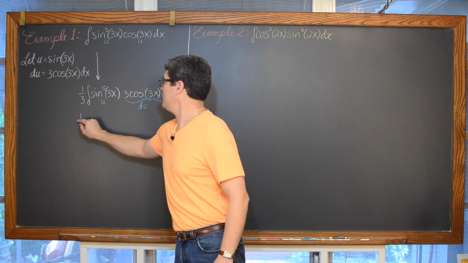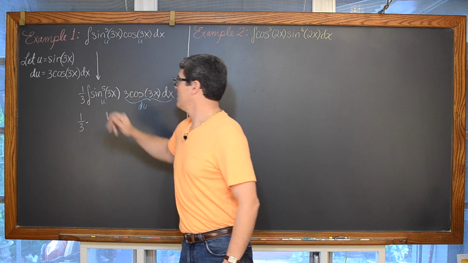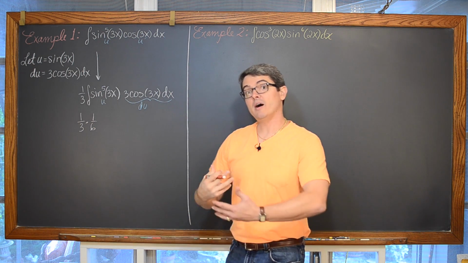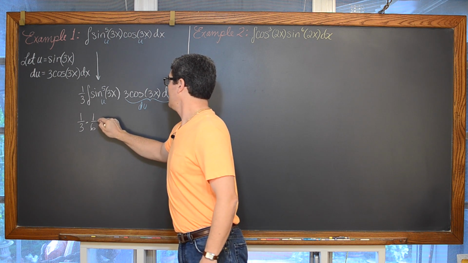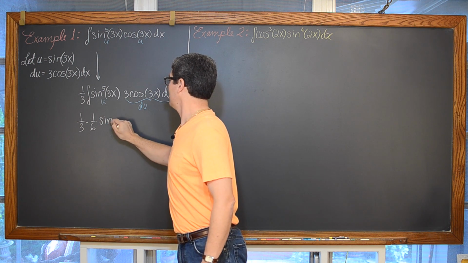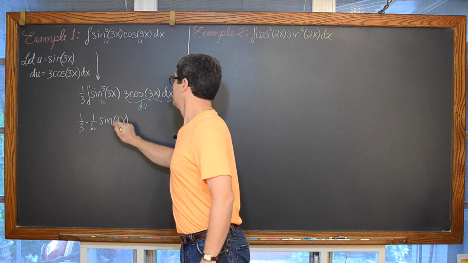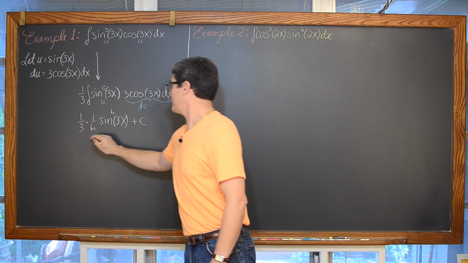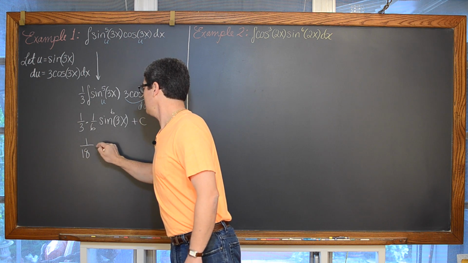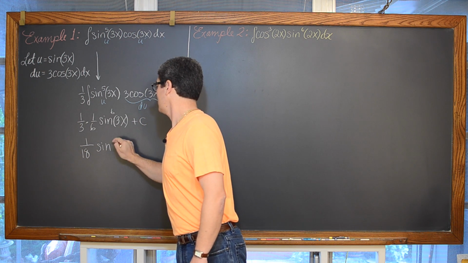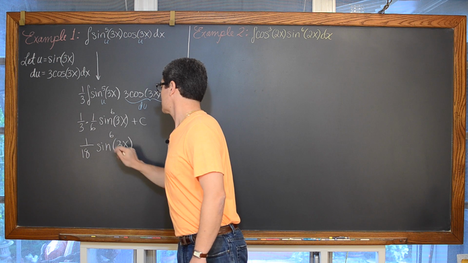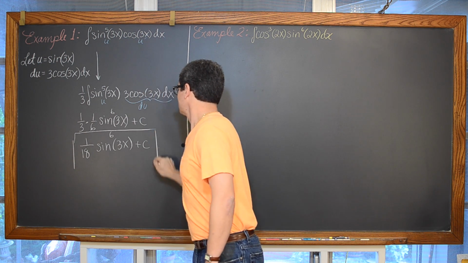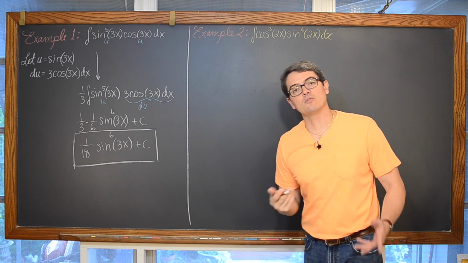So we're looking at 1/3 times raising the power of 5 by 1, we get 1/6, because we need to divide then by that increased power, times the sine of 3x to now the 6th power, plus, don't forget your constant of integration, and our final answer is 1/18 sine of 3x to the 6th power plus c. And that is the end of our first example.